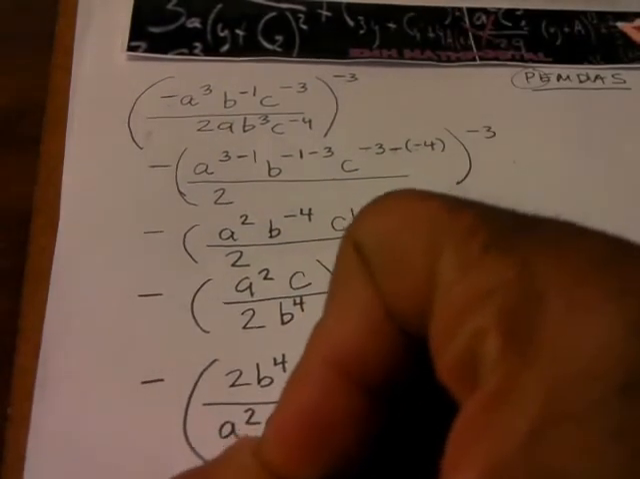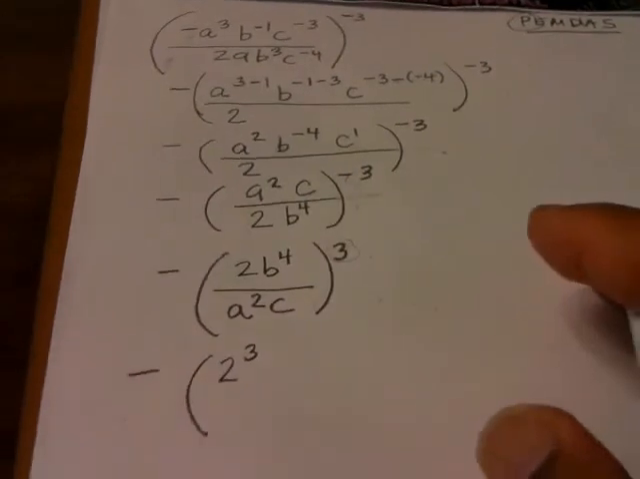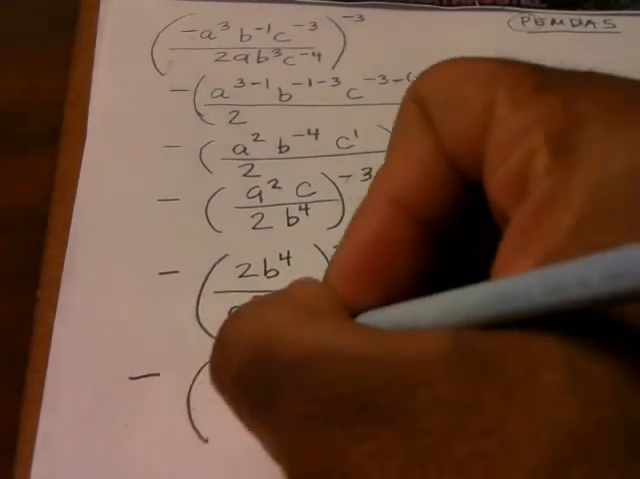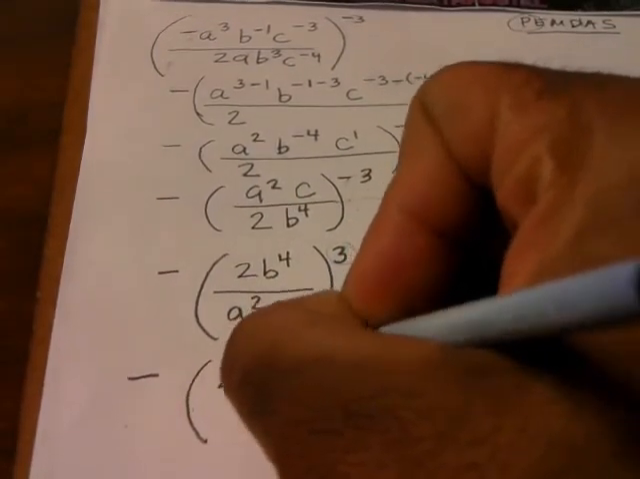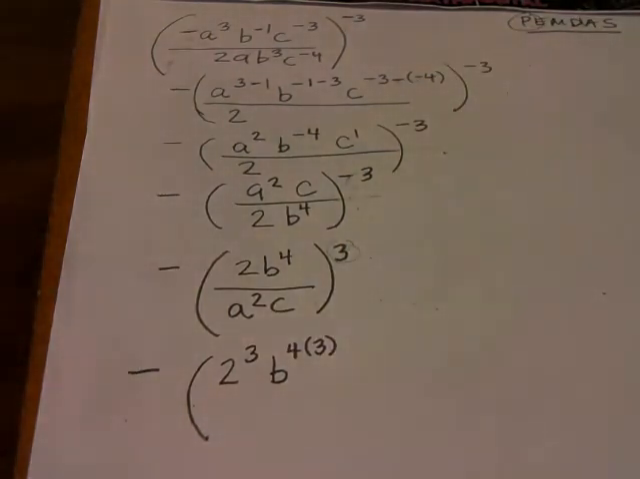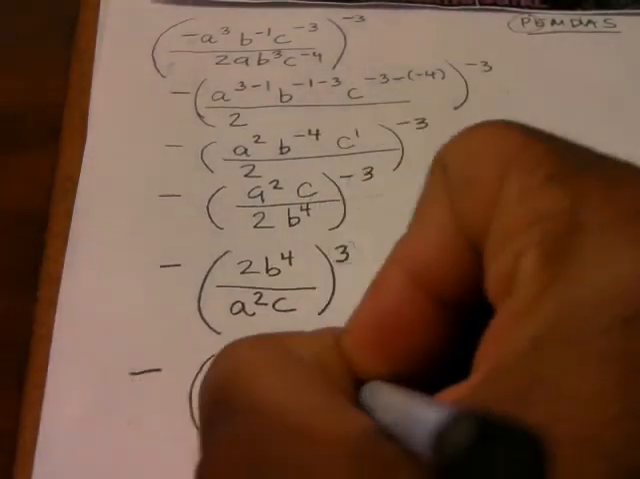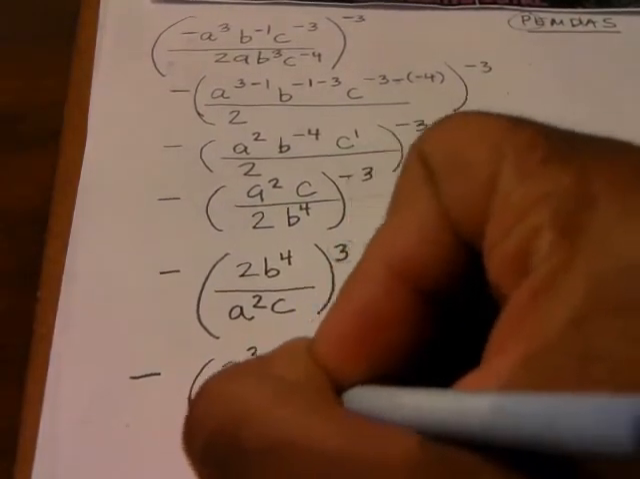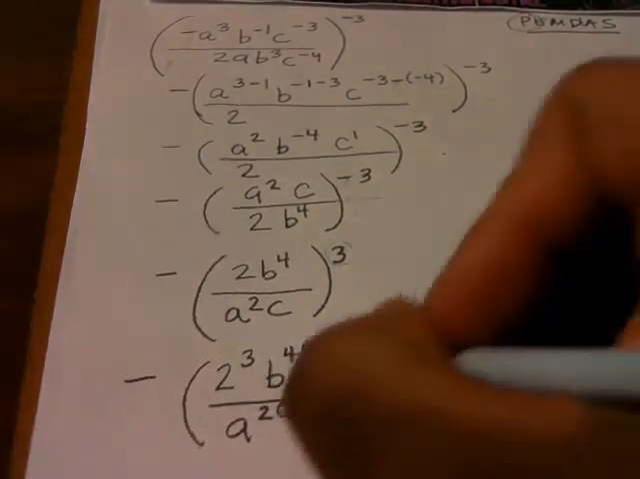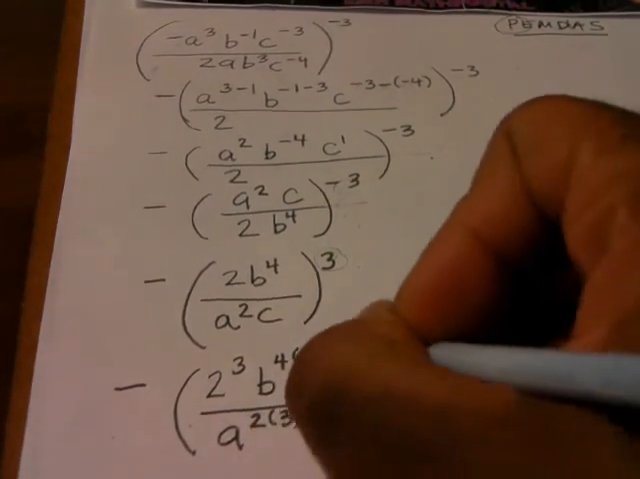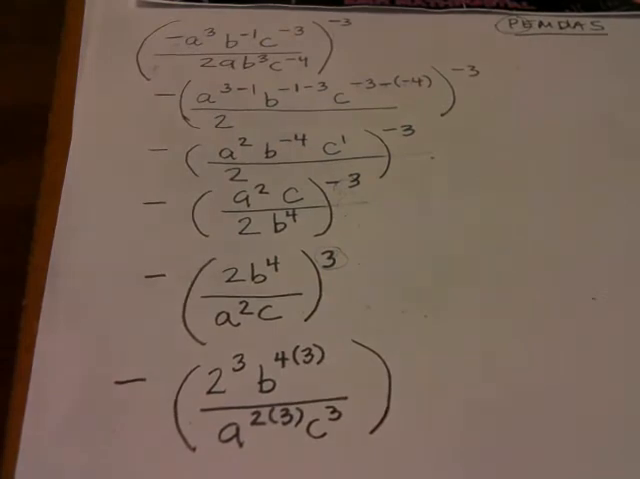So we have 2 to the third. I'm just showing the work this time. And then b raised to the 4th power times 3. So any time that you raise a power to another power, you multiply the exponents. You multiply the exponents over a squared raised to the power of 3, the product of 3, and then we have c to the third, because a regular c is the power of 1, so you're multiplying 1 times 3, which is 3.